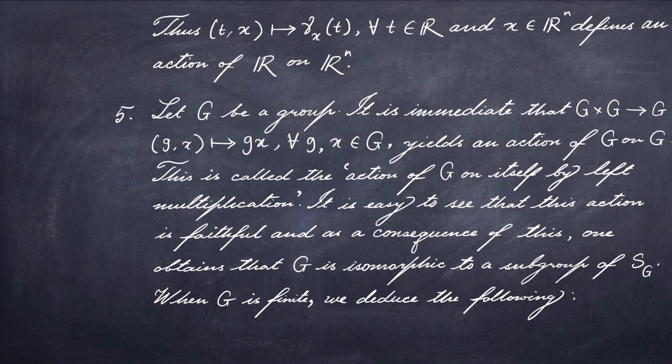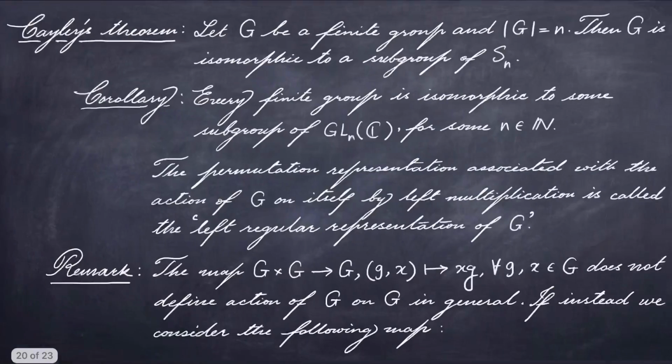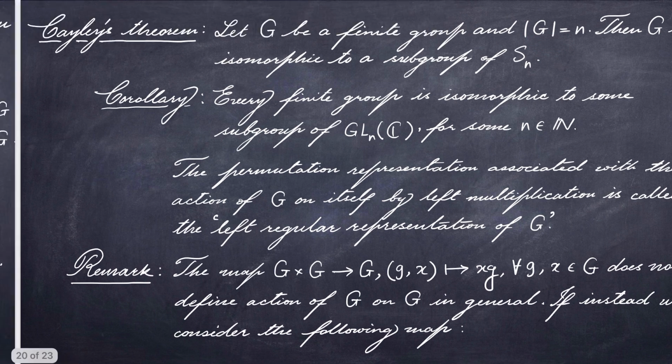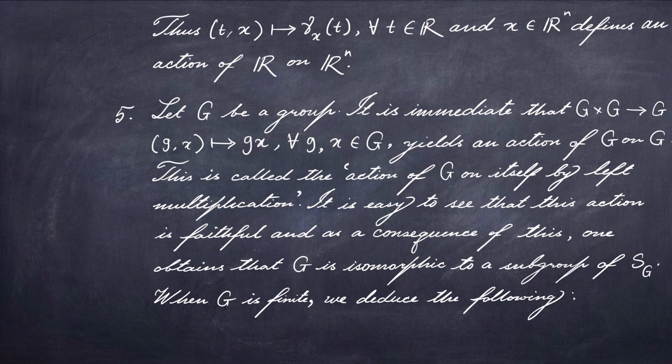Since this action is faithful, as a consequence one obtains that G is isomorphic to a subgroup of SG. Since G acts on G, its permutation representation is this, and since the action is faithful, there will be a subgroup of SG which is isomorphic to G by this homomorphism. When G is finite, what we deduce is known as Cayley's Theorem. That is, if G is a finite group and the order of G is n, then G is isomorphic to a subgroup of Sn. So this is nothing but a special case of what we have just observed.